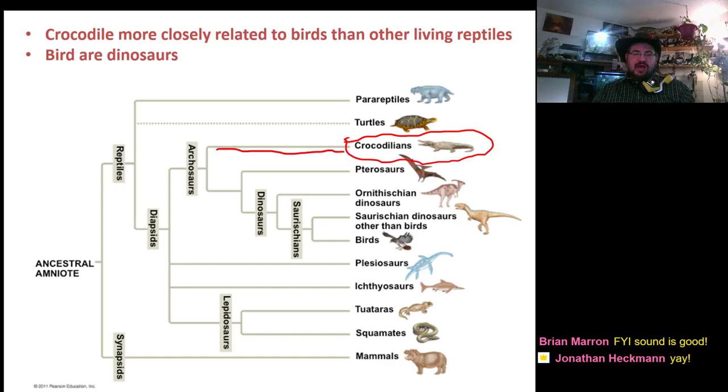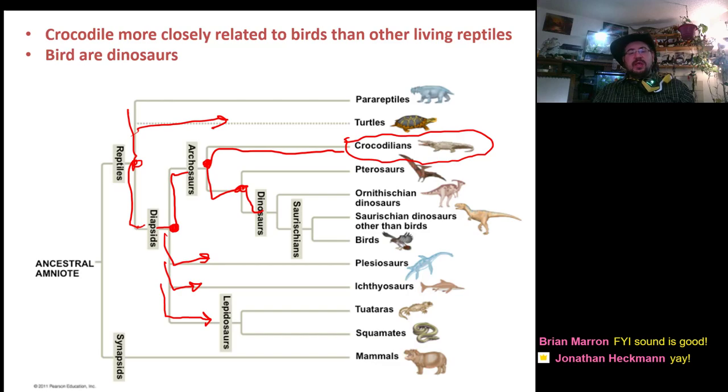And if we follow it back, we have a branch point here, a node, and then that node leads to dinosaurs. And you have to go further back to get the branch point to the other reptiles, like turtles and the marine reptiles and modern lizards and snakes, and Tuatara. So you can see crocodilians are much more closely related to dinosaurs than they are to other reptiles.